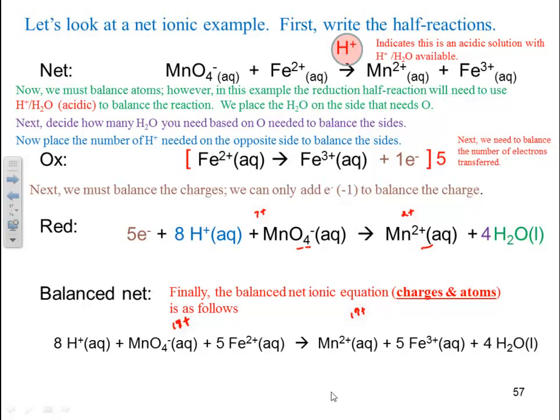Now if I had spectators, then I would put them back on. I just started off with a net ionic equation. Notice if you did this by inspection, you would never put 5s in front of those irons, so you would never get it correct. You have to balance the charges as well as atoms to get this correct.